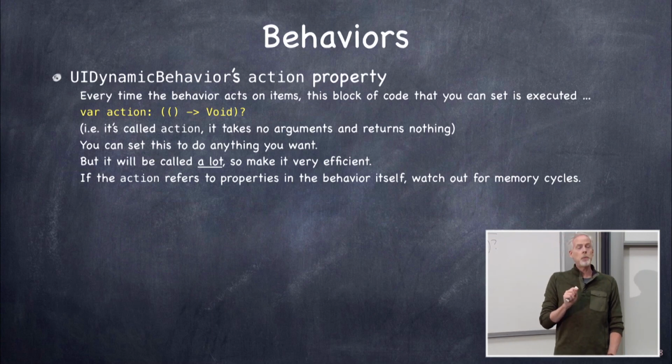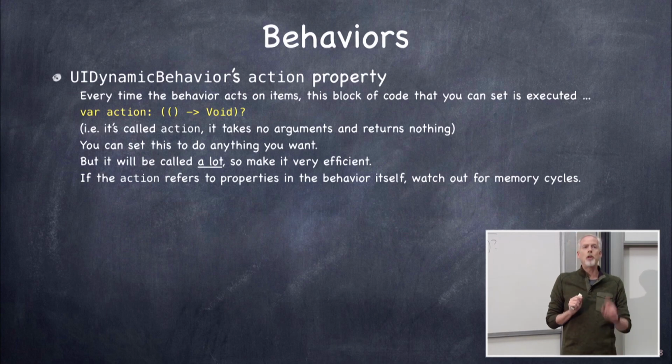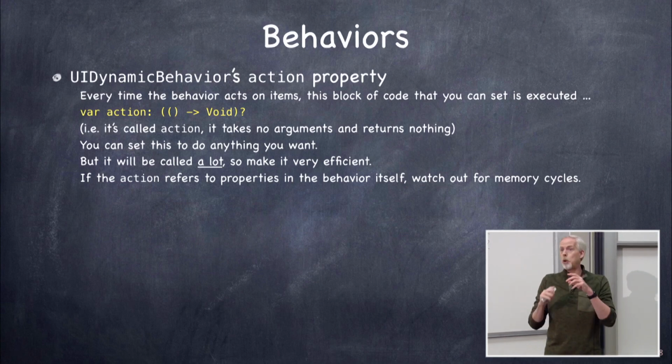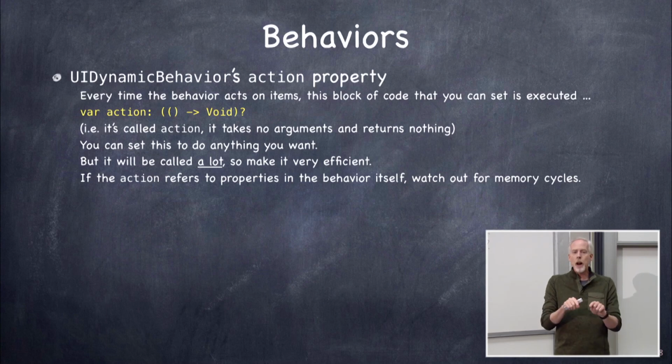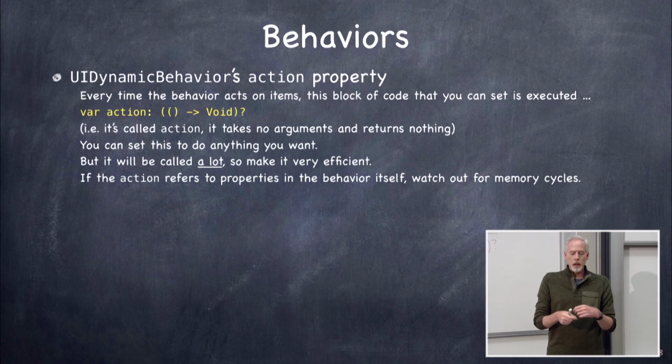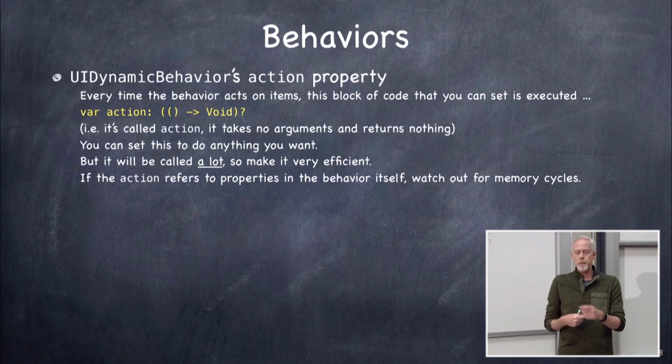Okay, so a push behavior that's instantaneous gets called once, because only once does it act on the object. But a collision behavior or gravity behavior is always acting on the object. So this thing is getting called a lot. Never put any code in here that takes a long time to execute, because it'll slow your animation rate way down, because these action closures are being called all the time. But they can be kind of useful.